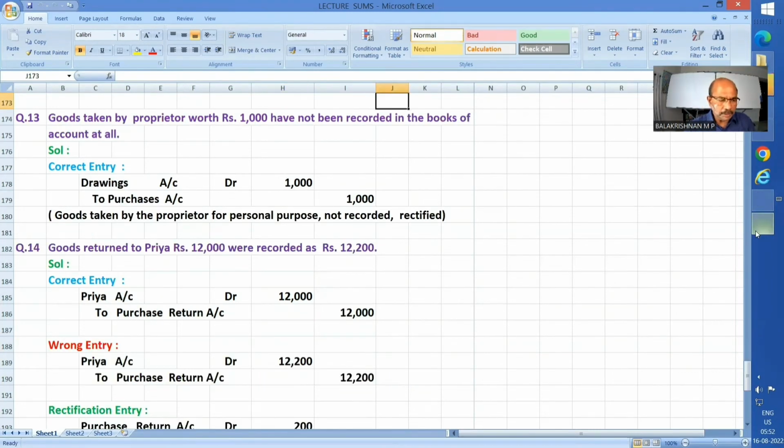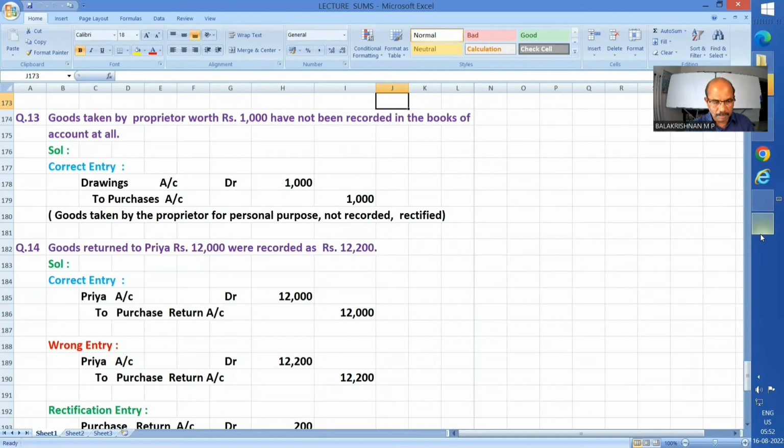So next question, question number 13. Goods taken by proprietor worth rupees 1,000 have not been recorded in the books of account at all. Basically, it's a case of missing entry. The correct entry is drawings account debtor to purchase account. We should simply show the correct entry there. Now, why is this entry like this?